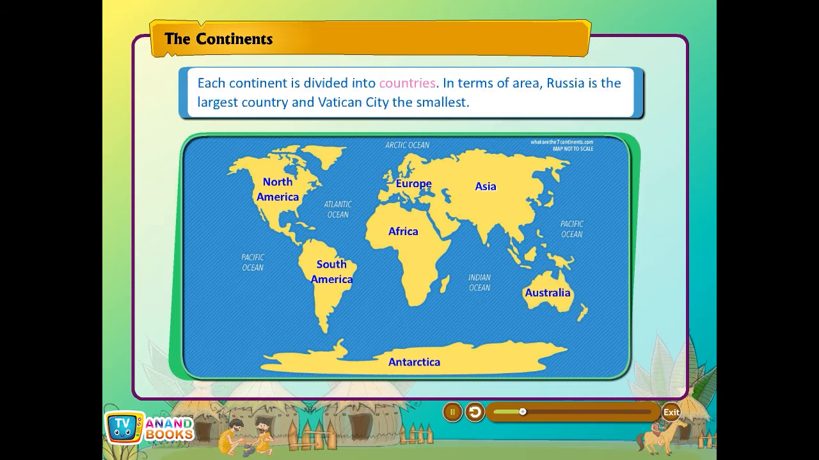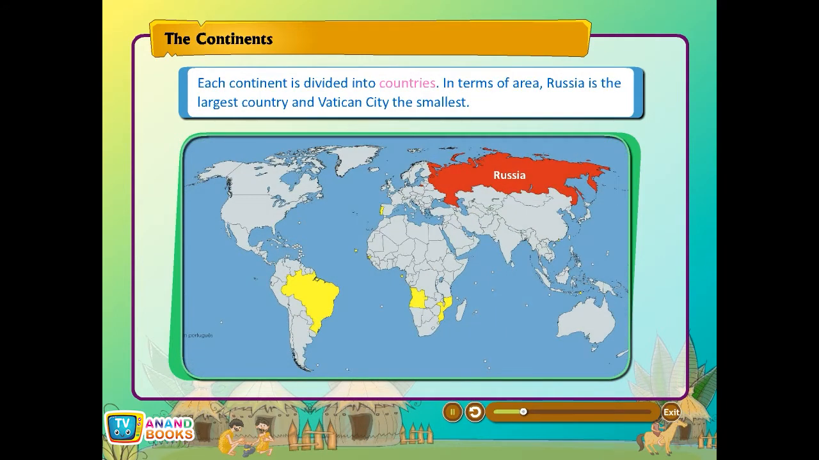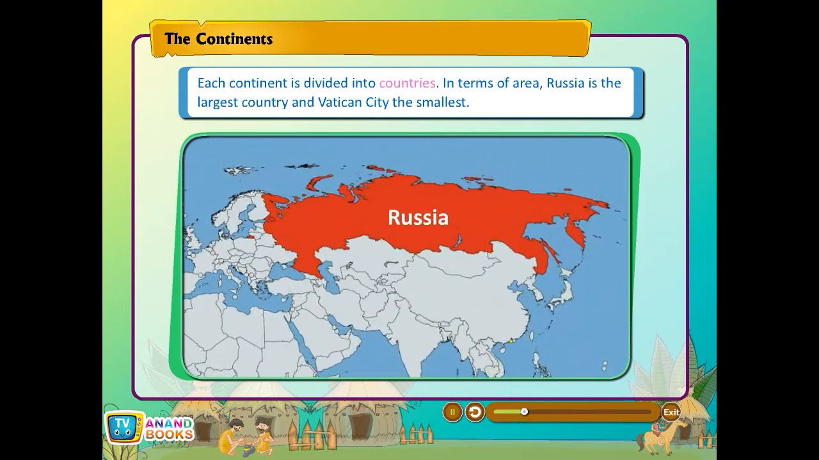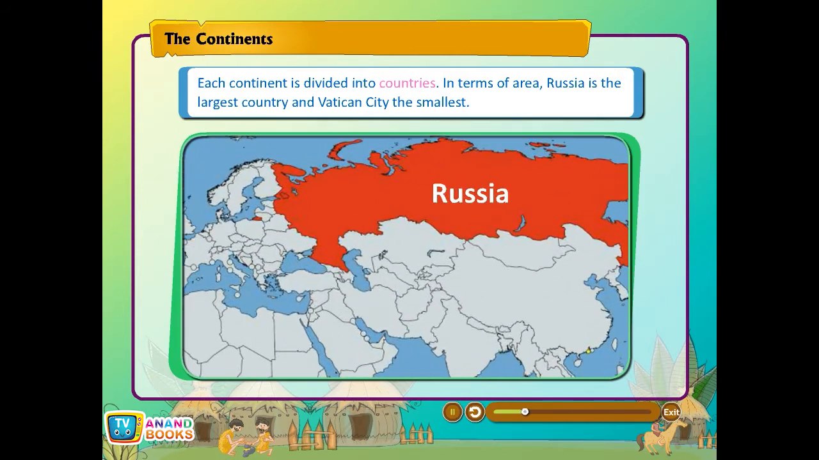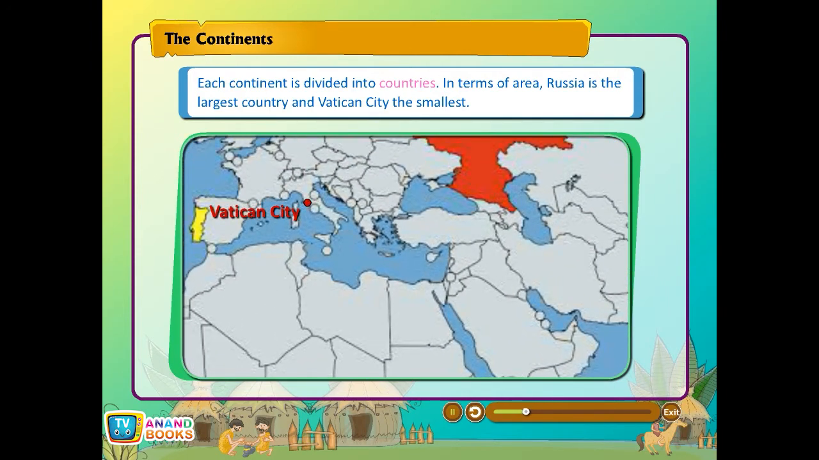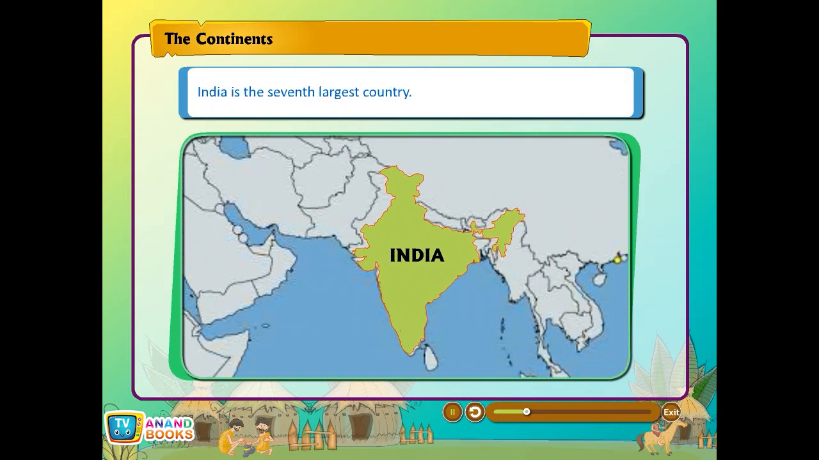Each continent is divided into countries. In terms of area, Russia is the largest country, and Vatican City the smallest. India is the 7th largest country.